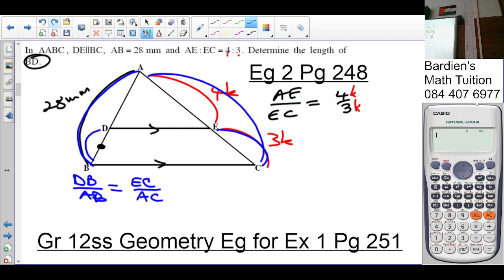And what is our reason here? When we use this theorem, we say it's the proportionality theorem, and we state the lines that are parallel, which is DE is parallel to BC. Okay, so let's go.